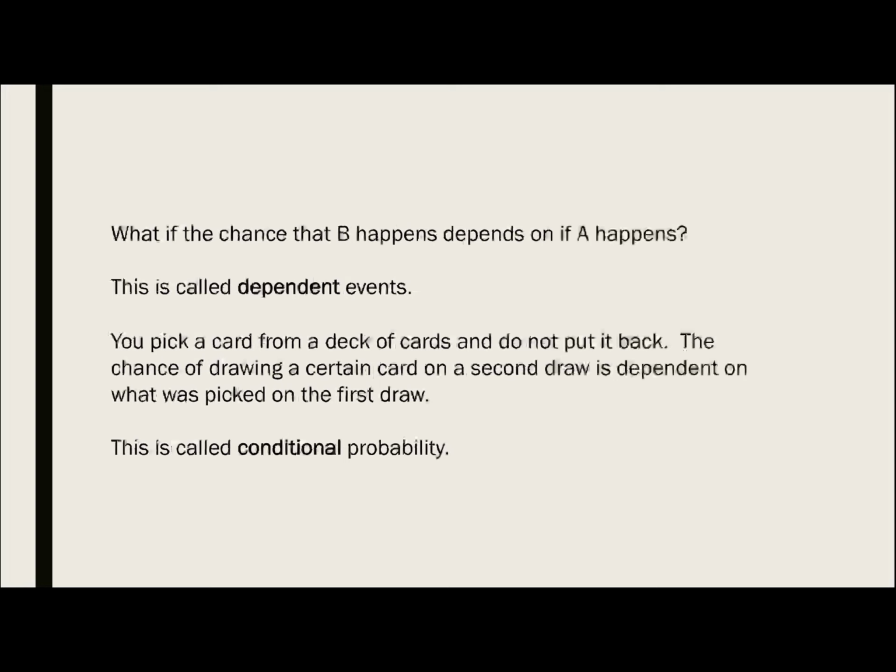What if the chance of B happening depends on if A happens? This is called dependent events. You pick a card from a deck of cards and do not put it back. The chance of drawing a certain card on your second draw is dependent on what was picked on the first. If you pick a card and leave it out, that means the deck looks different. If you pick one, then the deck's not the same. So it's called conditional probability. What you pick on the second go round depends on what you took out from the first.